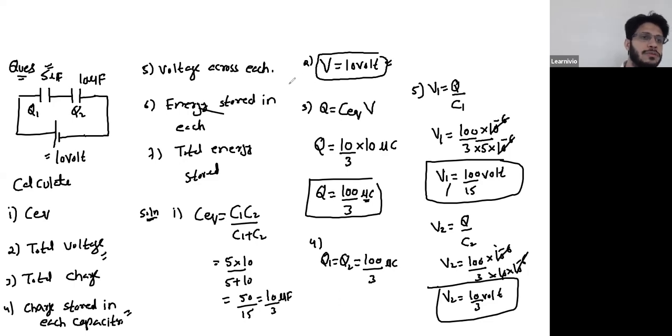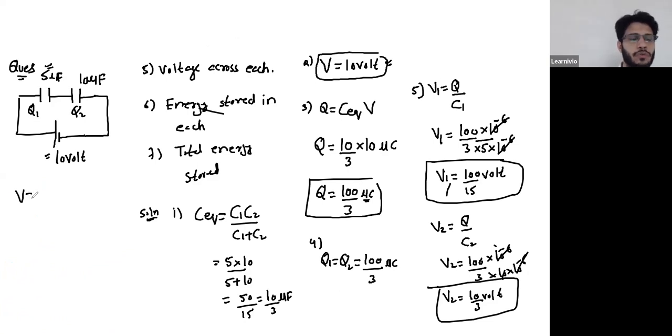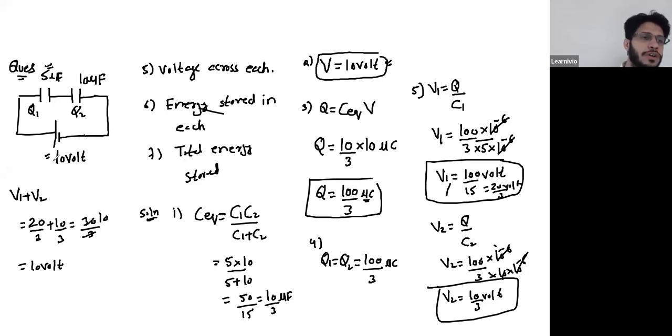So did you add V1 and V2? Yes, sir. What are you getting? 30 by 3, so 10. 10, good. So total voltage V, if I add V1 and V2, it would be 100 by 15, so basically that's 20 by 3 if I divide it by 5. So it's 20 by 3 plus 10 by 3, which comes out to be 30 by 3. If I cancel out 10, then it comes out to be 10. And it should be 10 volt because the voltage of the battery gets divided into two parts. So if you add voltage across 5 and 10 microfarad, your end result would be 10 volt.